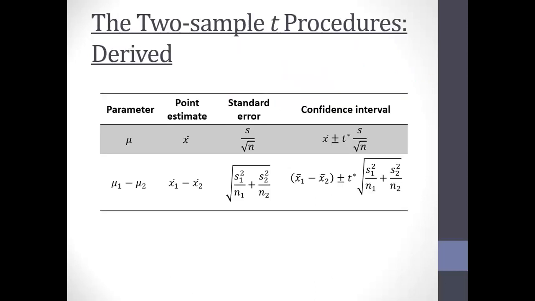Picking up now in your notes, this should be on page 3 of your notes. Just to remind you of the connections between chapter 18 and chapter 19 here. This first row is chapter 18. When we were trying to estimate a population mean, just one sample, our point estimate was x bar, and we had our standard error, and we could construct our confidence interval over here: x bar plus or minus t star times s over the square root of n.